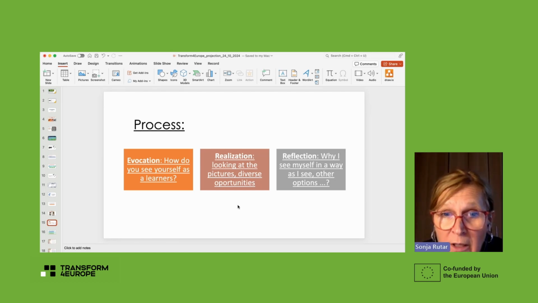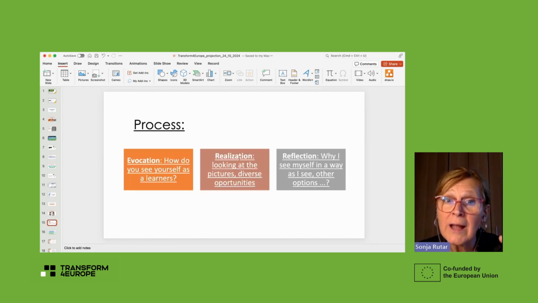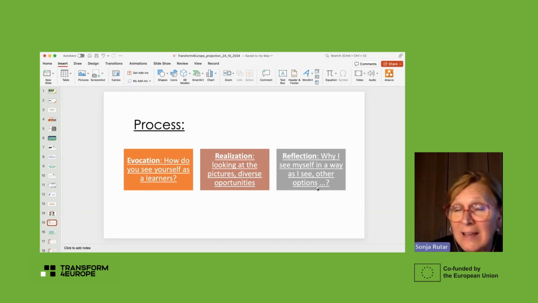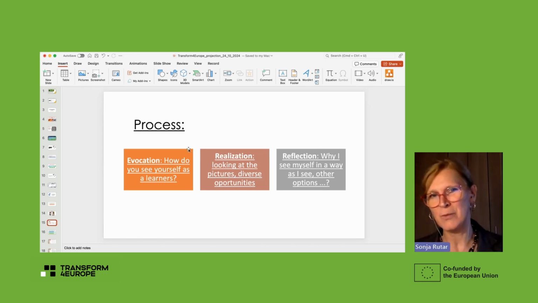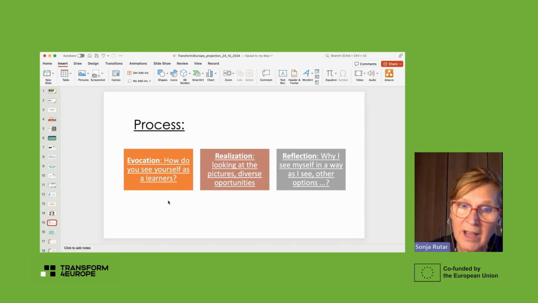And then I show you these different pictures. And this was the phase of realization. It's the phase of getting new content, looking at the pictures, diverse opportunities. And then we start to discuss, reflect, why I see myself in a way as I see, and other options. Look, this process takes only, I think, 5 minutes or something like that, but it has to be organized in this way. This process could be organized in, I don't know, 1 week, 1 hour, 1 year. But the structure itself has to be like that.